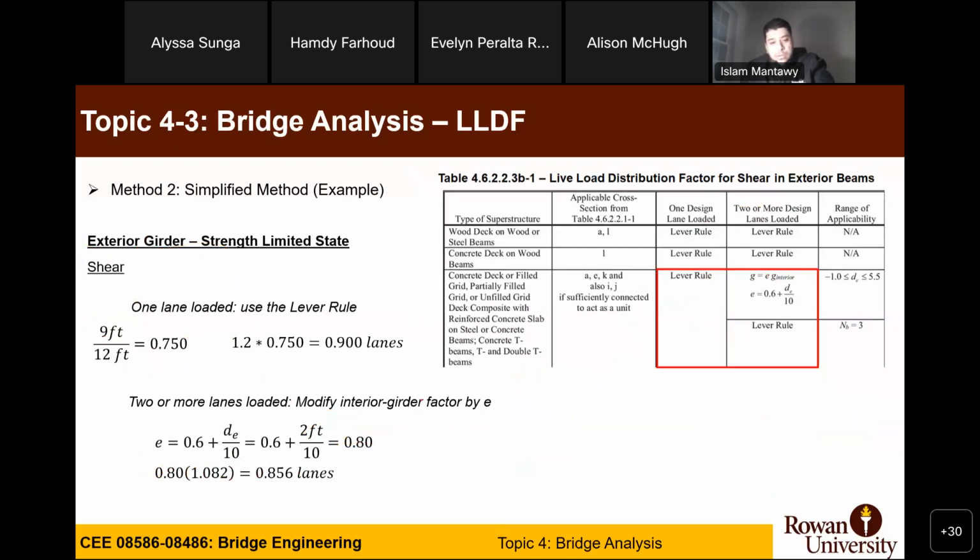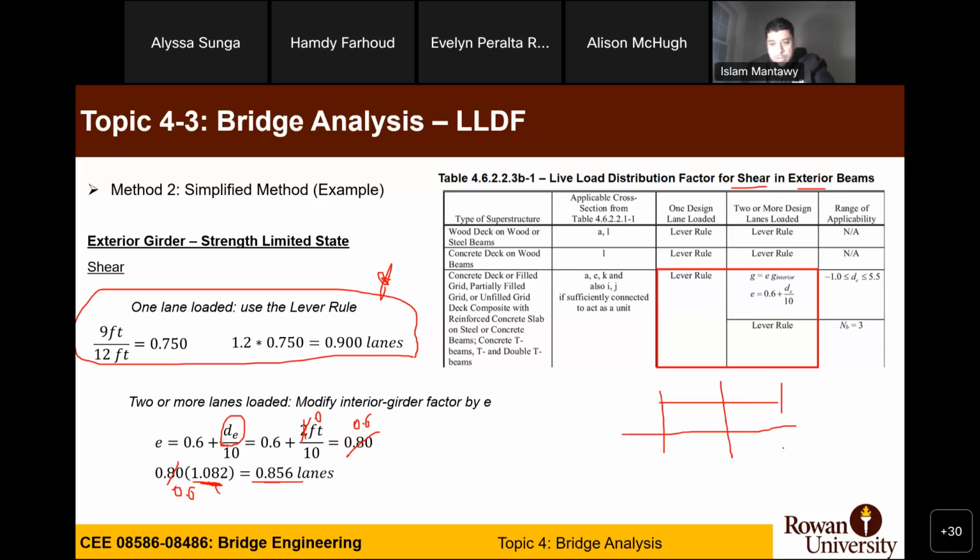The last one is very similar. Shear for exterior, same lever rule. And the DE here should actually be the same. This should be 0, so this should be 0.6, and this should be 0.6. And from the interior, the value was 1.082. Still, this is governing.